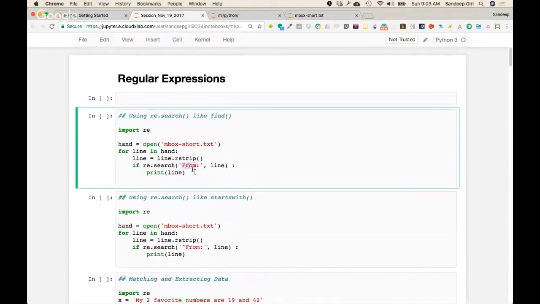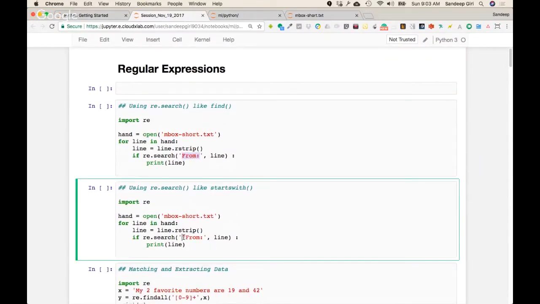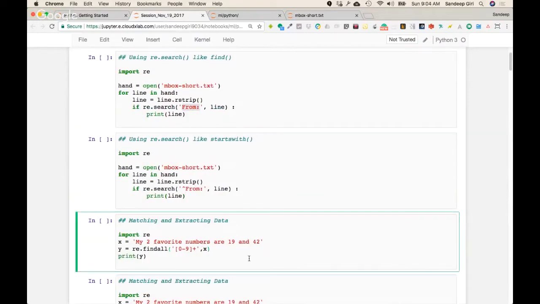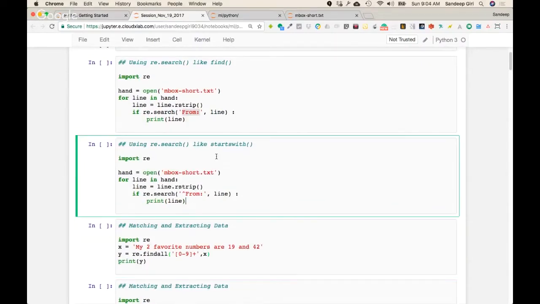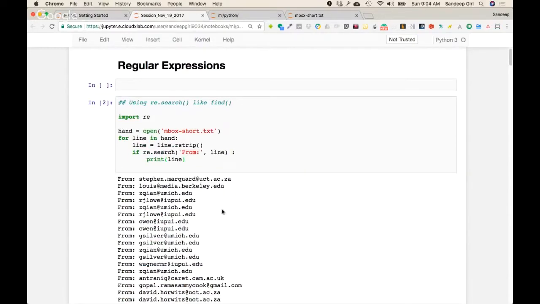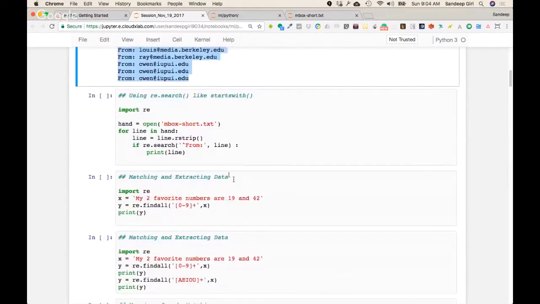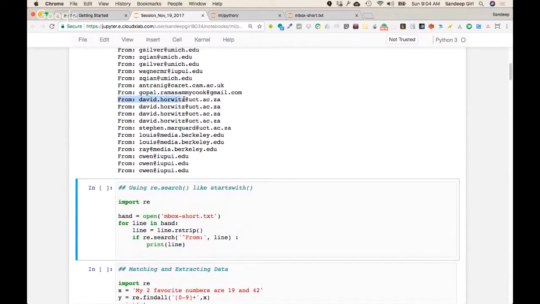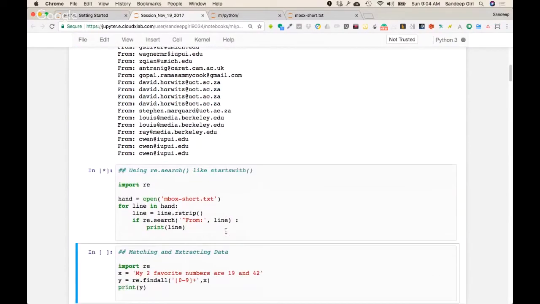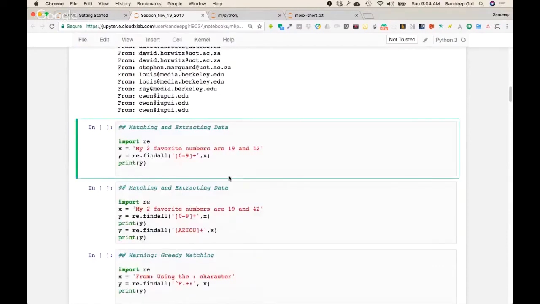Now let's say we would like to find those lines, and let's say we further want to find those lines in which from is the starting point. That's where we are using a regular expression called the caret character. So that's how it is going to work. Let me just show you. It has quickly extracted all the email addresses of people. See that? All the lines that start with from.